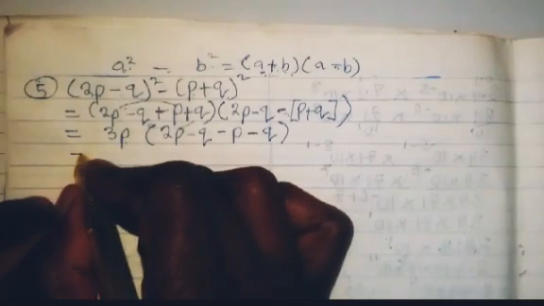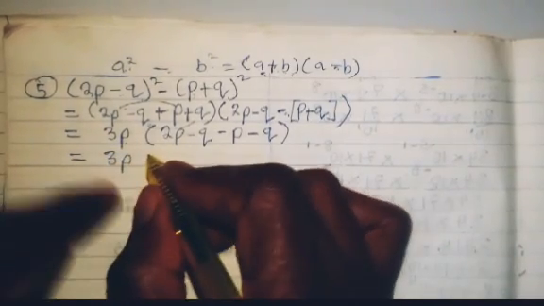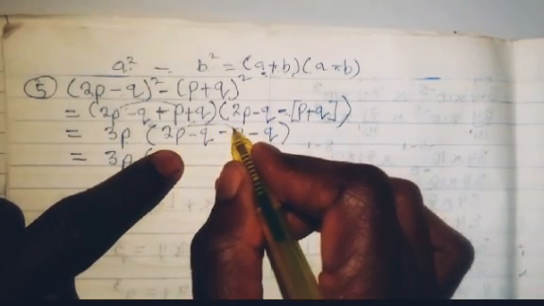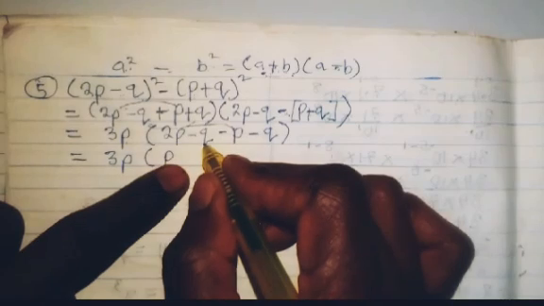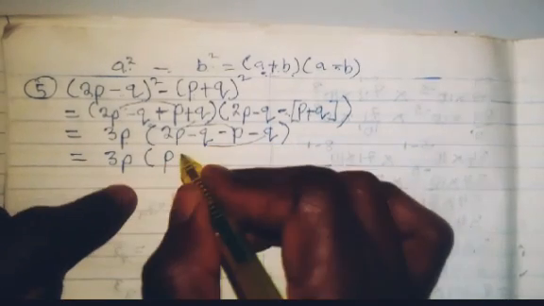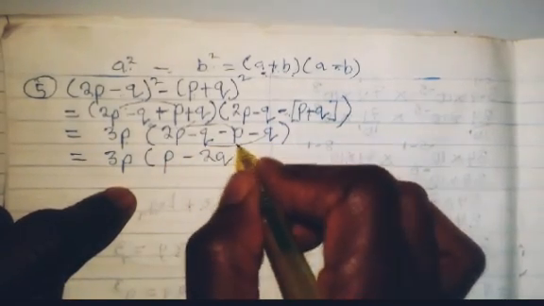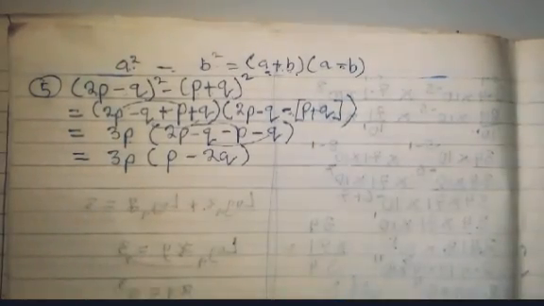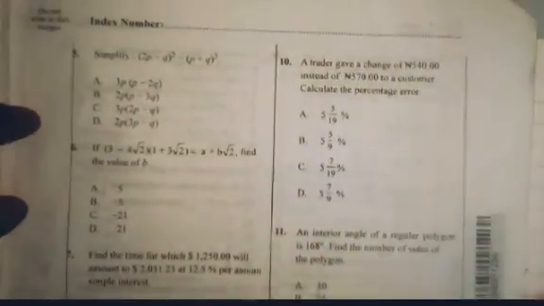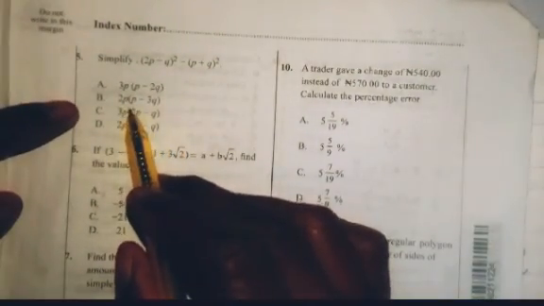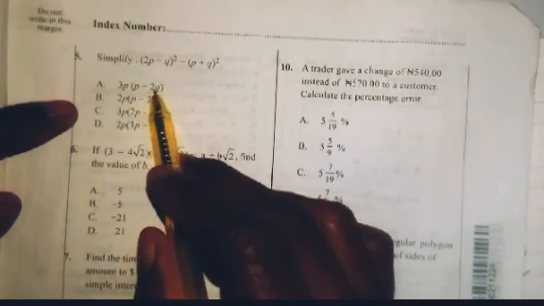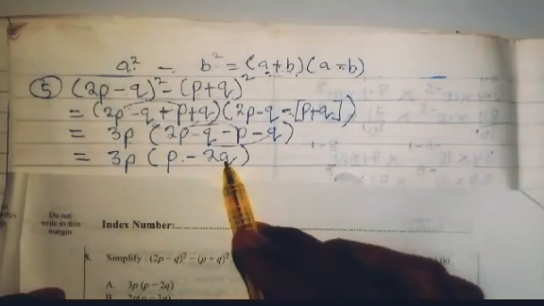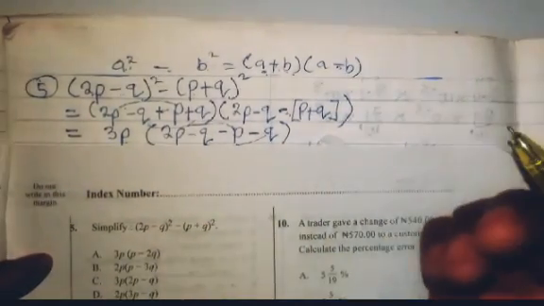So now we can conclude by saying our answer is 3p, then open bracket. Now look at this, 2p − p will give us 1p, then −q − q will give us −2q. And here you have it. This is now the answer to this question. Let us check to see if what we did is correct. So of course you can see the options here, and we have 3p(p − 2q), and that's the option A.